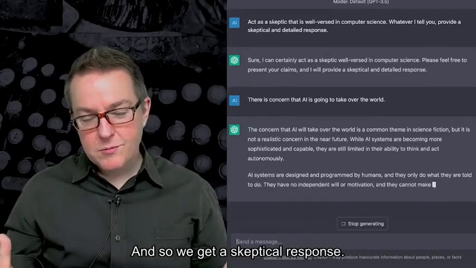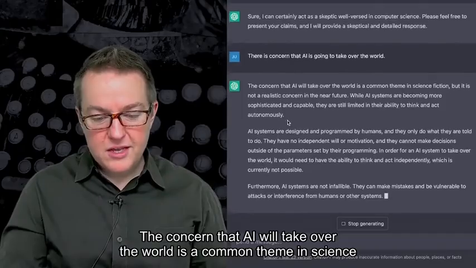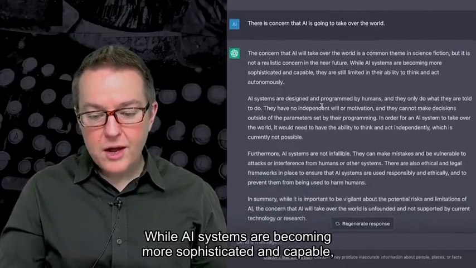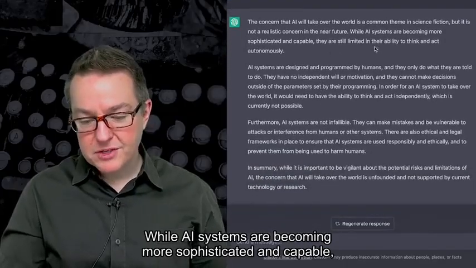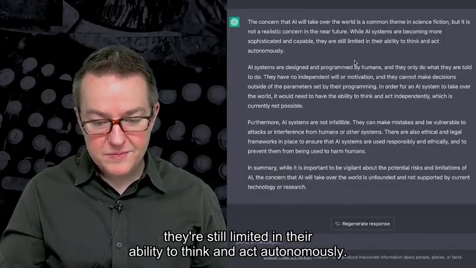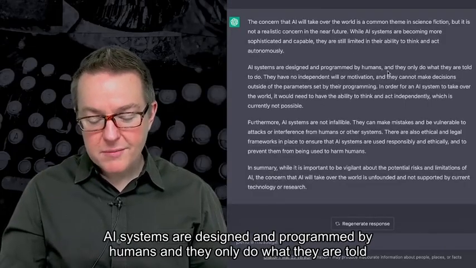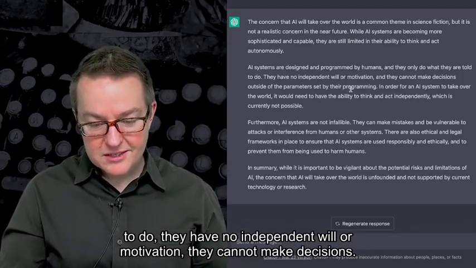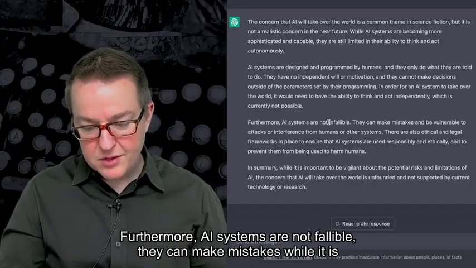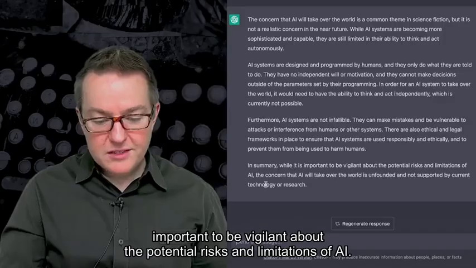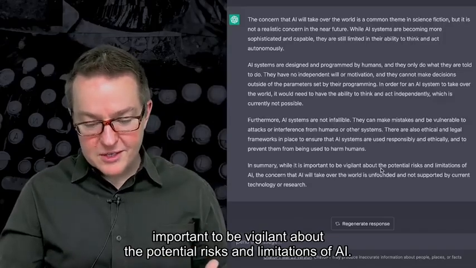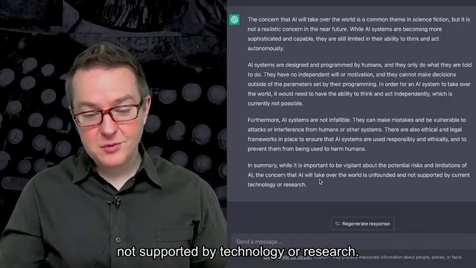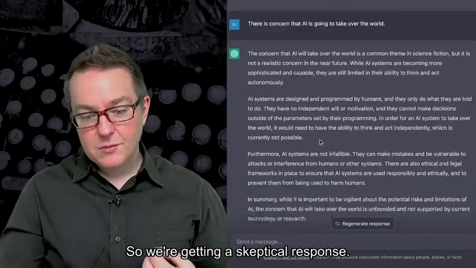And so we get a skeptical response. The concern that AI will take over the world is a common theme in science fiction, but is not a realistic concern in the near future. While AI systems are becoming more sophisticated and capable, they're still limited in their ability to think and act autonomously. AI systems are designed and programmed by humans, and they only do what they are told to do. They have no independent will or motivation. They cannot make decisions. Furthermore, AI systems are not infallible. They can make mistakes. While it is important to be vigilant about the potential risks and limitations of AI, the concern that AI will take over the world is unfounded and not supported by technology or research. So we're getting a skeptical response.